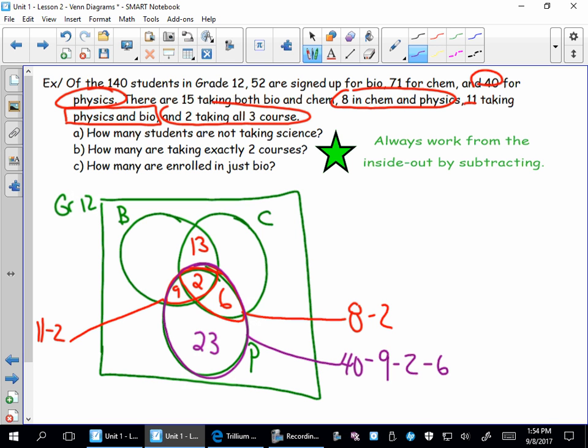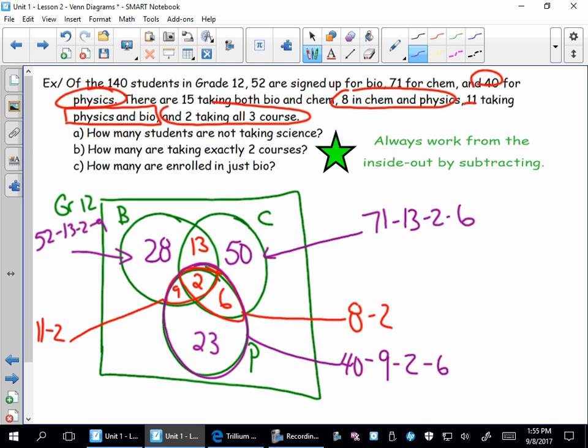Okay. Let's do the same thing for chemistry. It's supposed to be 71 in this circle. But I have 13 here and 2 here and 6 here. So if I subtract those, I end up with 50 people taking just chemistry. And then bio, I've got 52 who are supposed to be there, minus the 13, minus the 2, minus the 9, 50, 37, 28 who are just there.